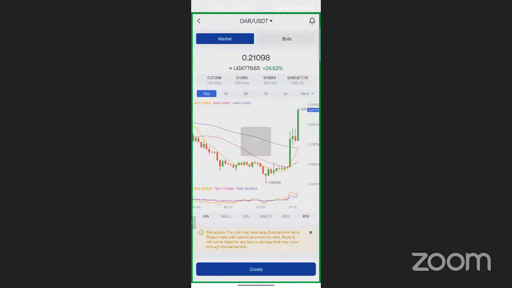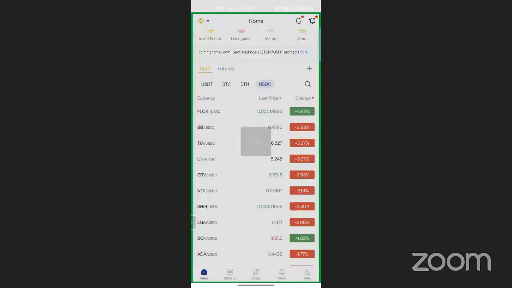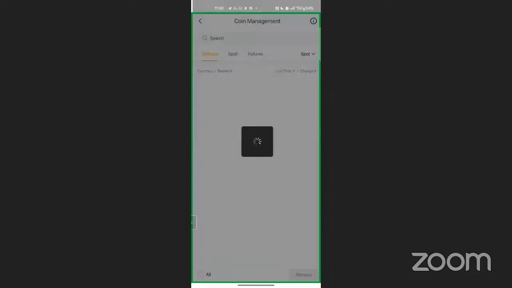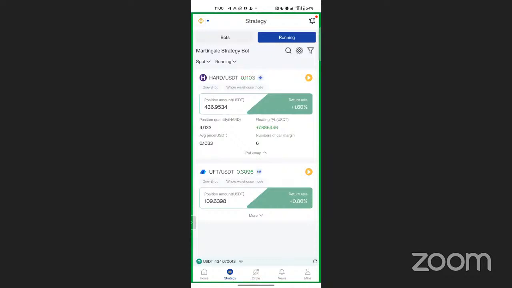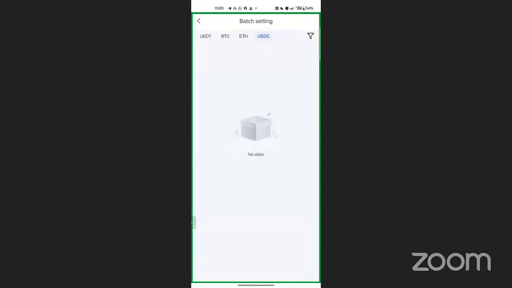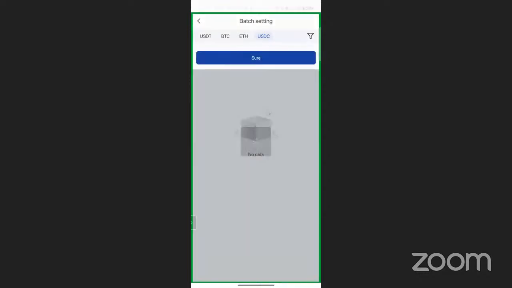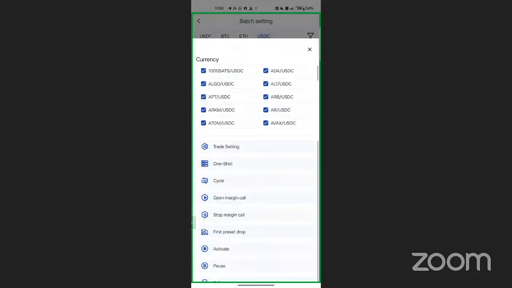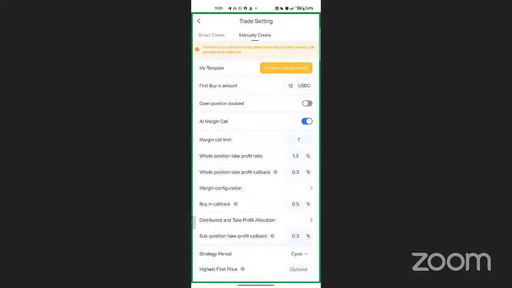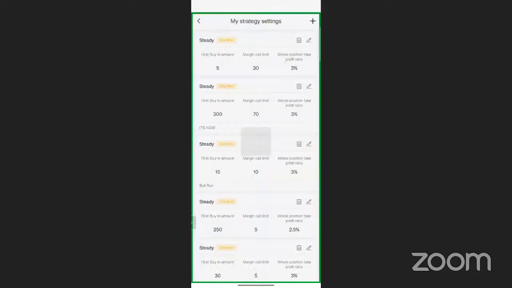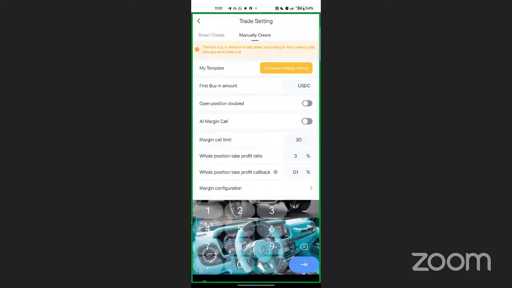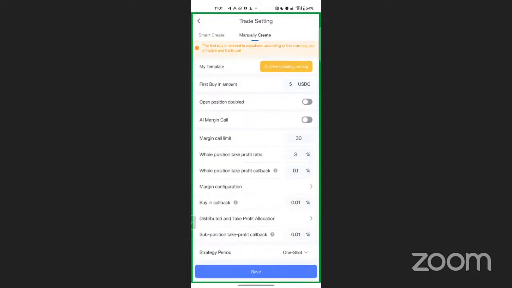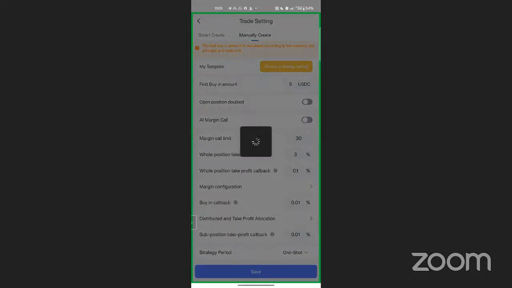But all of them are in. Now, I come here on strategy. Then I take strategy, USDC, all the coins, batch setting, trade setting, choose a strategy. I choose my strategy, this one. I change this to 5 because some of you are very fearful. Now I put my $5, I'm a poor man. No AI. Then I put all the strategy in all the coins.